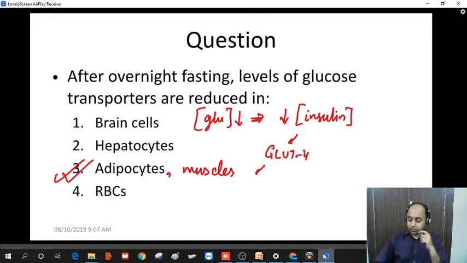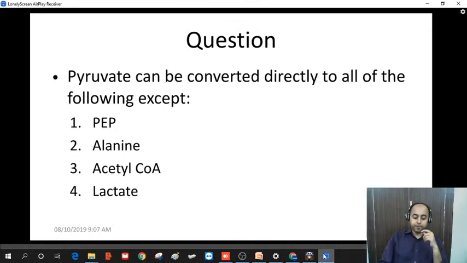Okay, so let's go on to the next question. Pyruvate can be converted directly to all of the following except. Now, this is a very straightforward question. Which of the following cannot be formed directly from pyruvate?